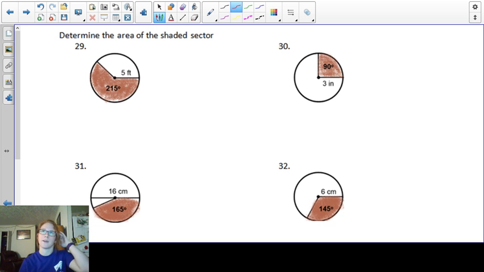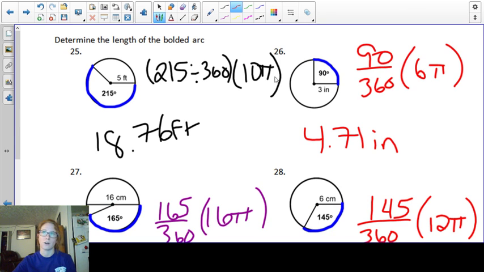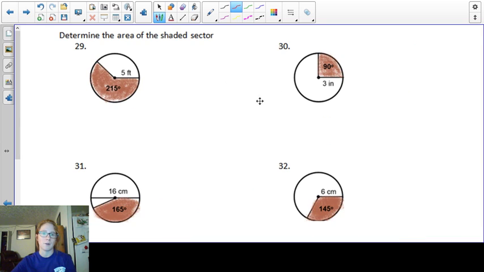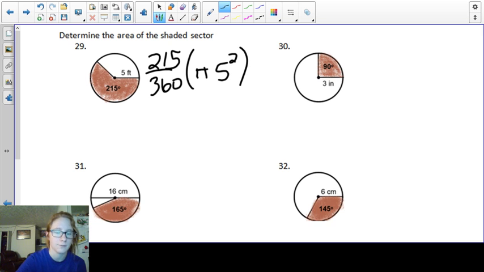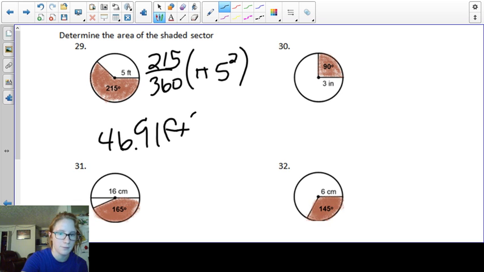And that last one, the area of the shaded region. So this is very similar to the last section. In the last section, we used in the second part our circumference formula. In the second part in this one, we're going to use our area because we're finding the area of a piece. So in this first one, I have 215 out of 360. That's going to be multiplied by pi r squared. So pi 5 squared, which gives me 46.91 feet squared.